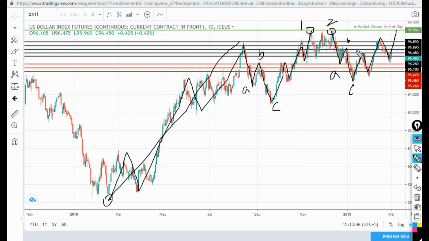It's very simple and easy to understand that if you see at one point, this is your second correction, this is your third point, and this is your fourth correction, so you are awaiting a fifth wave up to a maximum of 97.550. It's very simple.